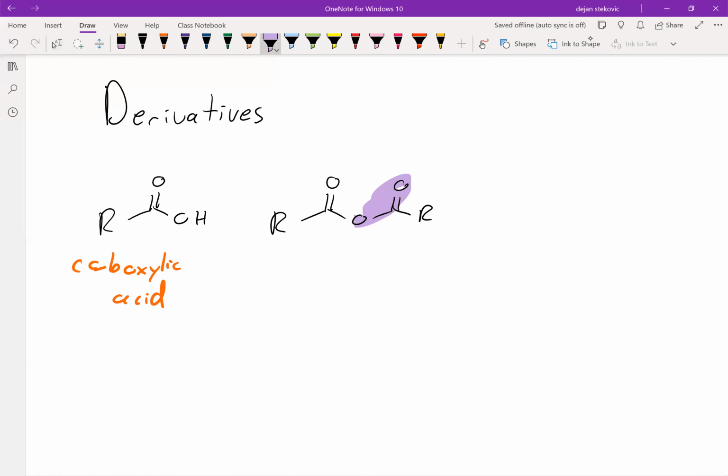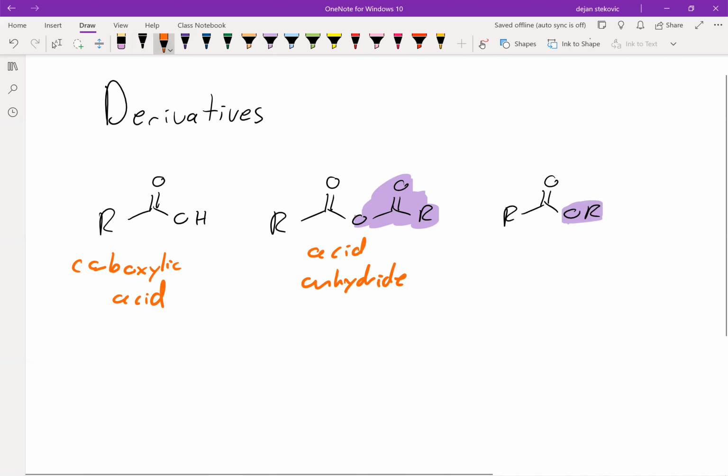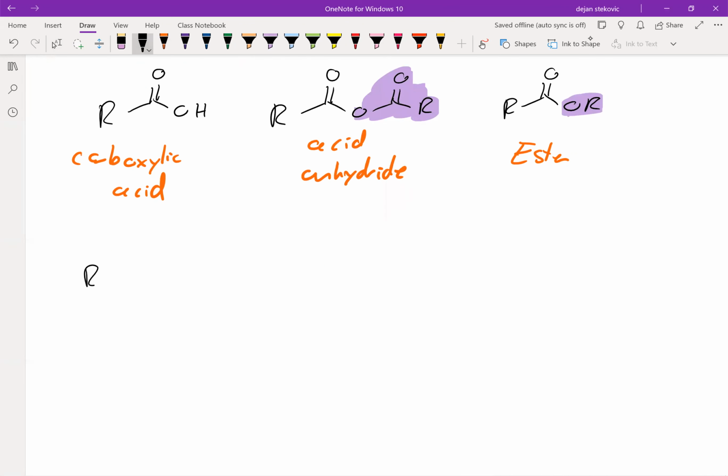When we switch this other side to this acyl group, this is called an acid anhydride. You can think of it as, to form this, you basically eliminate a water molecule. We can have other functional groups that we've already touched on, right? When we have this OR group, it's an ester instead. And NR2 is an amide.